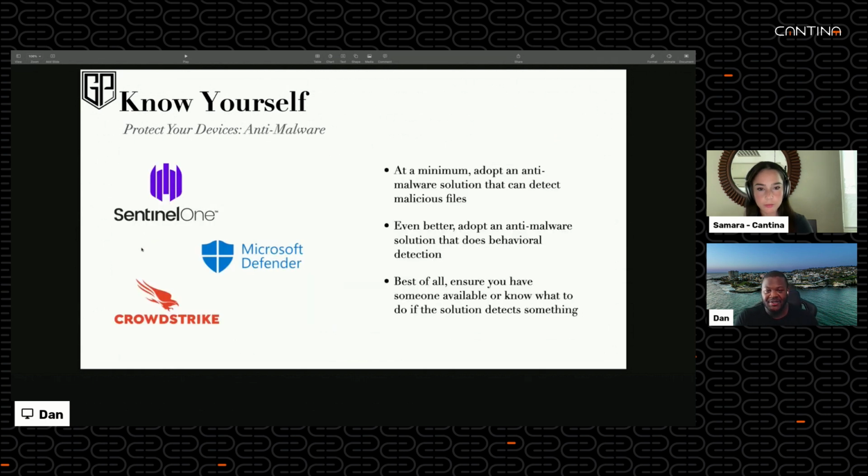The next one would be anti-malware solutions. I would say at a minimum, you want an anti-malware solution that can do file-based detection. It's not the best thing in the world, but it is better than literally nothing. And in some cases, surprisingly, they will catch things. I would say even better, you want a solution that does behavioral detection. Something like Microsoft Defender, SentinelOne, CrowdStrike, they're all examples of ones that do have some kind of behavioral component.